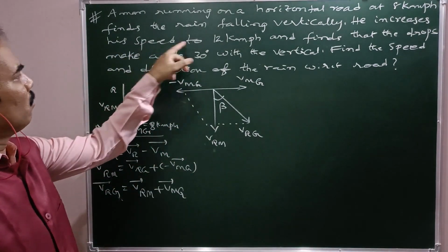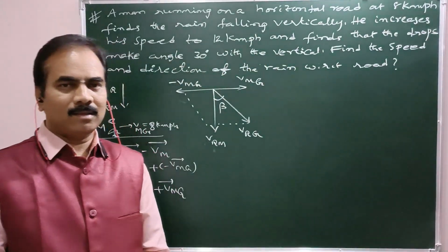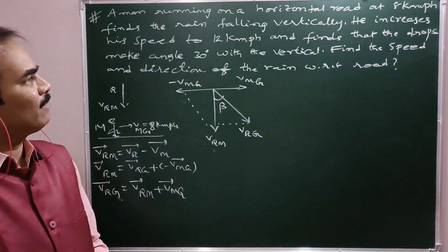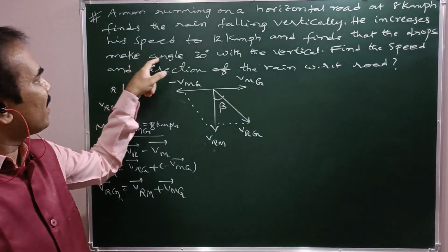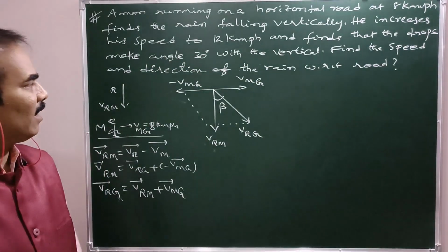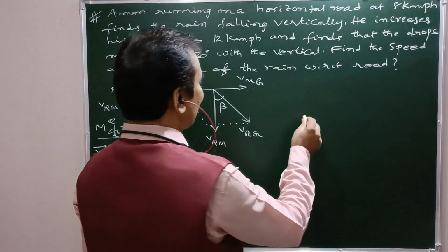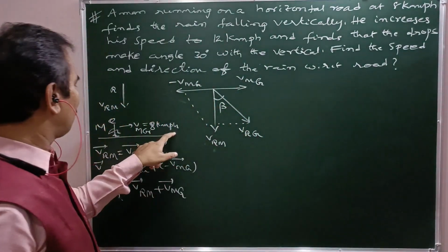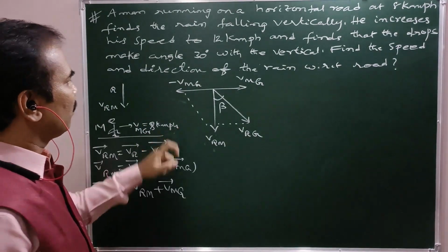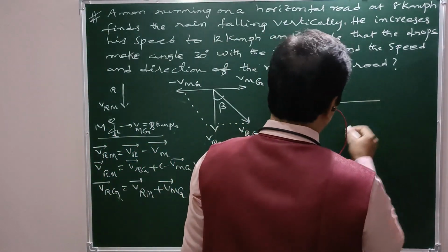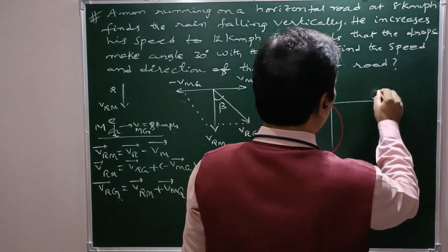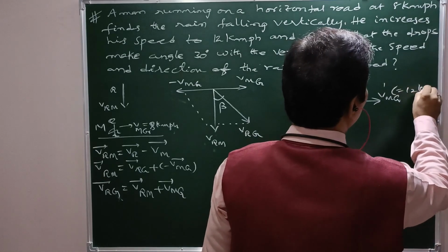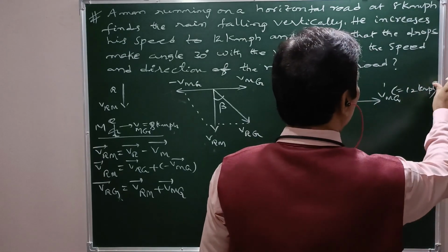Now, on increasing speed to 12 kmph, the speed of the man increased from 8 kmph to 12 kmph. This time he finds that the drops are making an angle of 30 degrees with the vertical. So this is VMG dash, which is equal to 12 kmph.